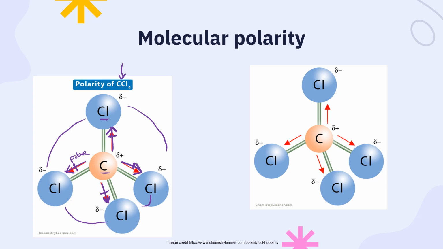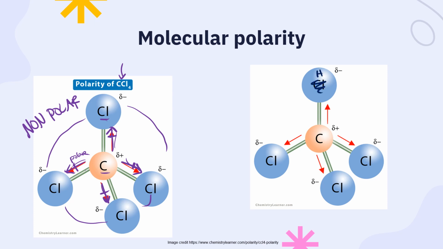Our vectors sum out to 0. They're all canceling each other out. What this means is that our molecule is non-polar. So we have some hugely polar bonds, but our molecule is totally non-polar. What if I switched up one of those chlorines for a hydrogen?